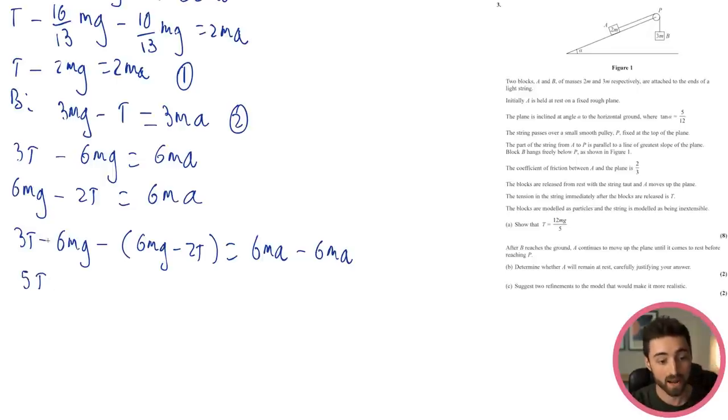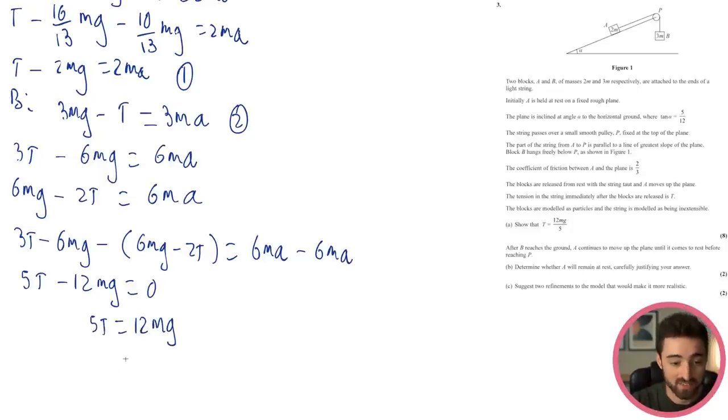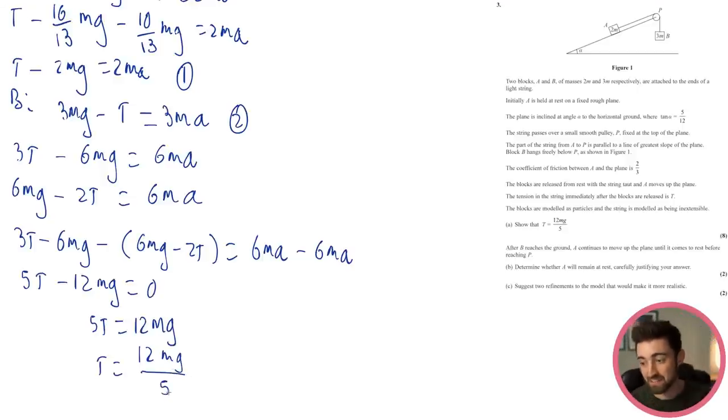And then these, I've got minus 6mg minus 6mg. So that's going to be minus 12mg equals 6ma minus 6ma is 0. Ooh, we're getting there. Take the 12mg onto this side. 5t equals 12mg. Divide by the 5, and I really hope this is correct. 12mg over 5, and the answer is 12mg over 5. Cool. Woo, that's the chunk of the marks.